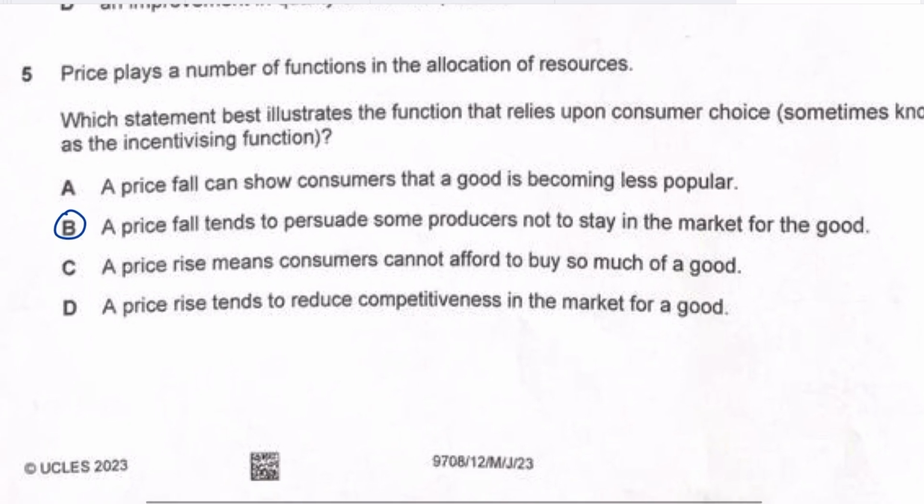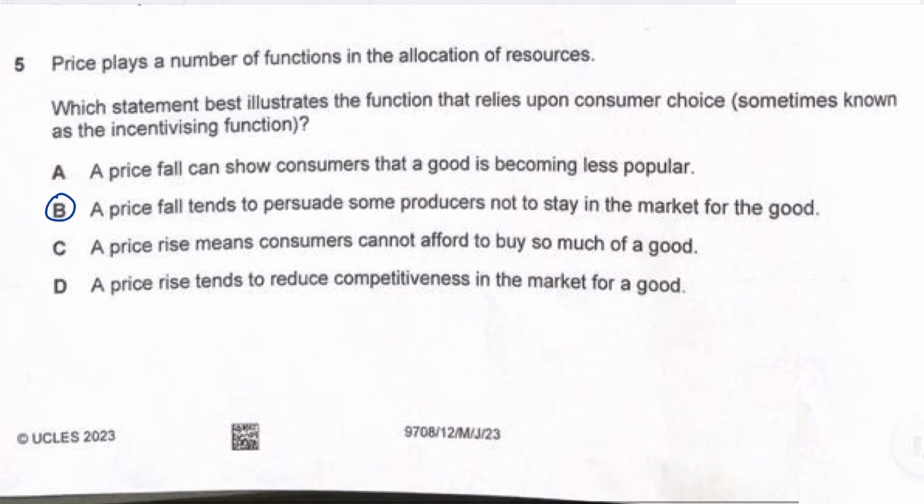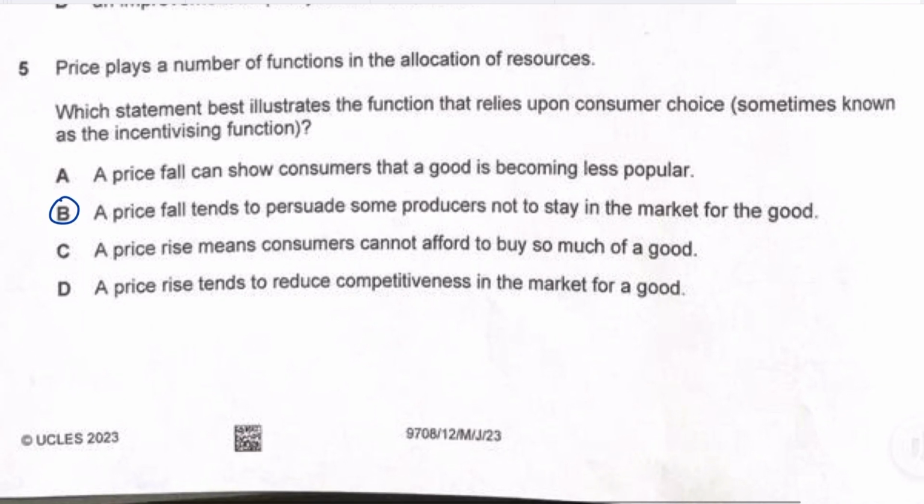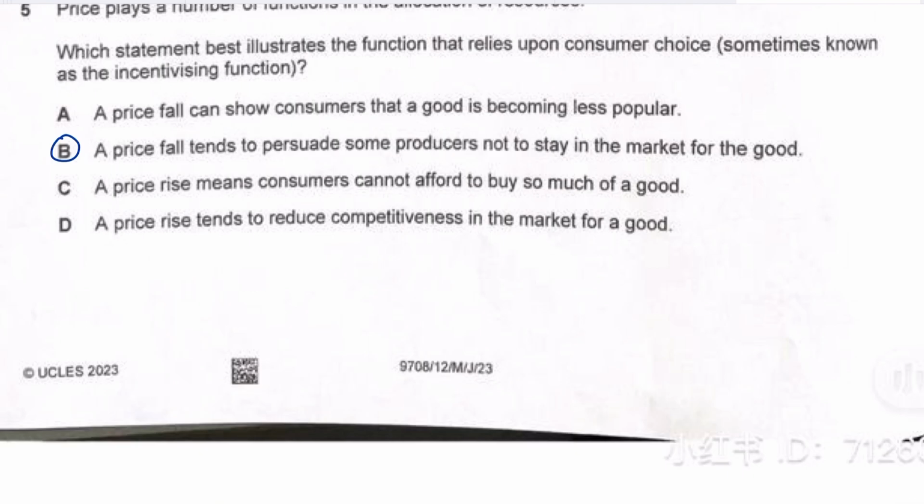Question 5 says price plays a number of functions in the allocation of resources. Which statement best illustrates the function that relies upon consumer choice? The answer to question 5 would be B, because a fall in the price tends to persuade some producers not to stay in the market for a good. So guys, what will happen is that, as prices go down, firms' incentive to make profits will go down, and they will ultimately realize that it's not a profitable market, it's not a thriving market, and they need to exit the market and enter into a more profitable market. So that makes B the correct answer.